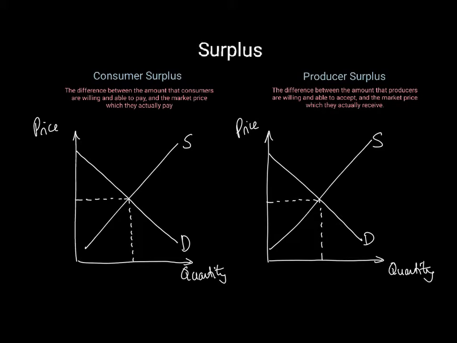So I'm going to look at them separately. In theory, you can show them on the same diagram, but just to make it a little bit simpler, we're going to look at consumer surplus here on the left, and we're going to look at producer surplus here on the right. So let's start with some definitions then.